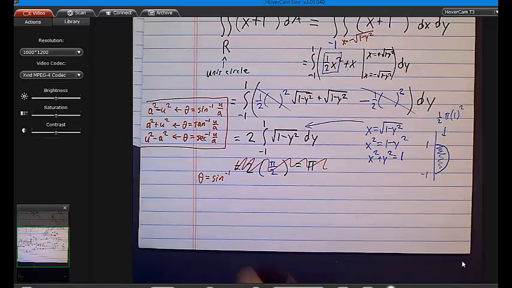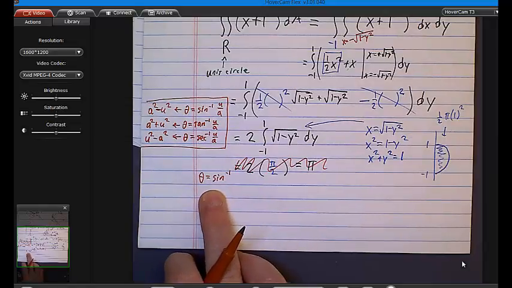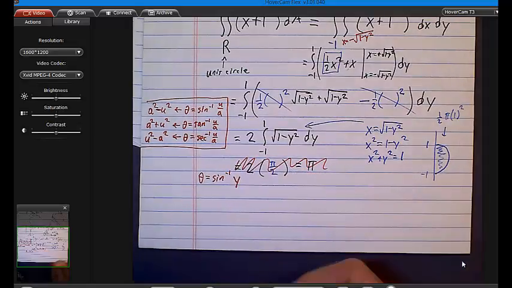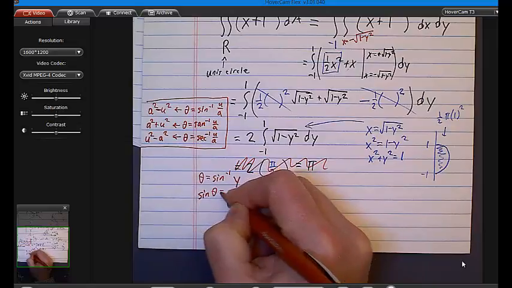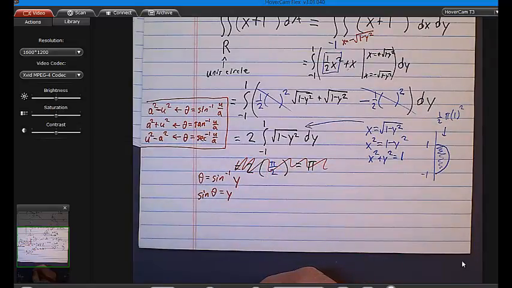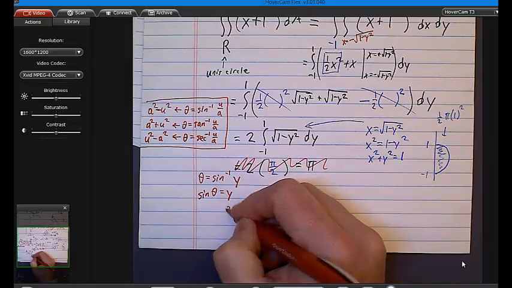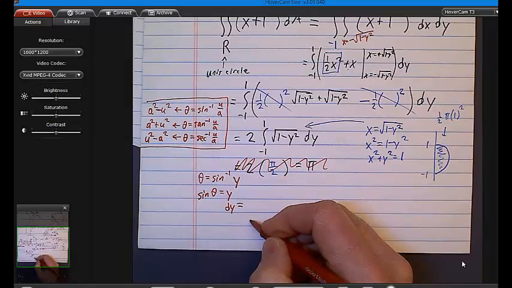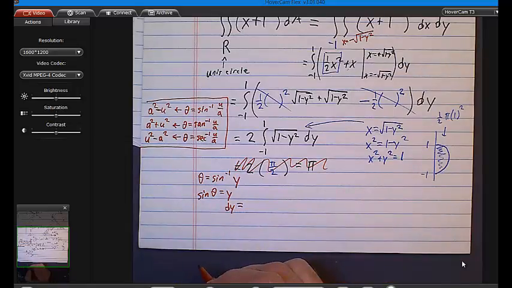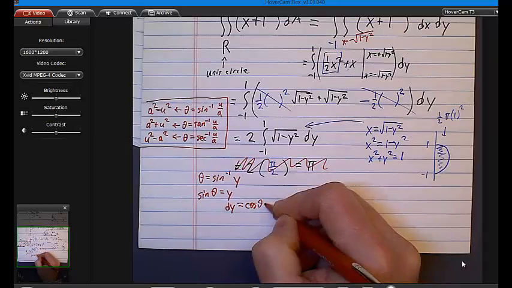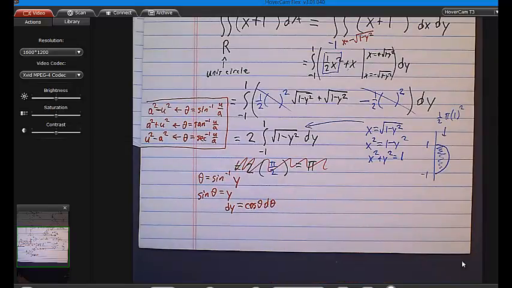That's why I said this is an inverse sine one. I mean, it's an inverse sine of what? Of y, right? So that's kind of nice. So then right away what I like to do is I like to say that the sine of theta is y. Then you can compute dy. dy is what? Well, if y is the sine of theta, what's dy? Cosine theta d theta. Right? And so now we're kind of set up to make that substitution.